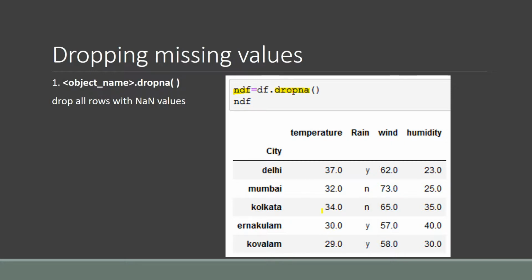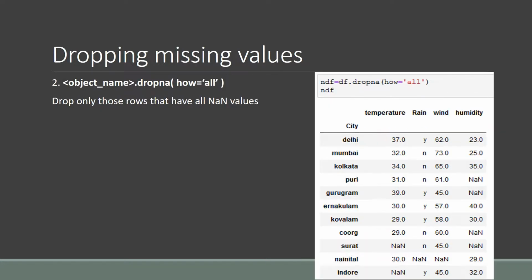Now this is the first method, which drops all the rows with NaN values. The next method is if we want to drop only those rows which have all NaN values. Suppose I have a city name over here which is not recorded with any value, neither temperature, nor rain, wind or humidity. Here we can use the argument how='all'. We have to write how all. All means dropping only those rows which have all NaN values.